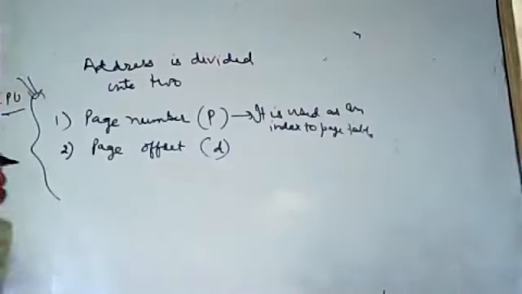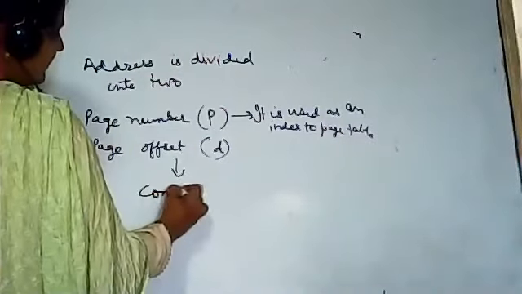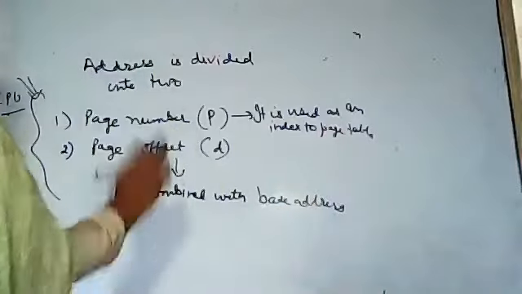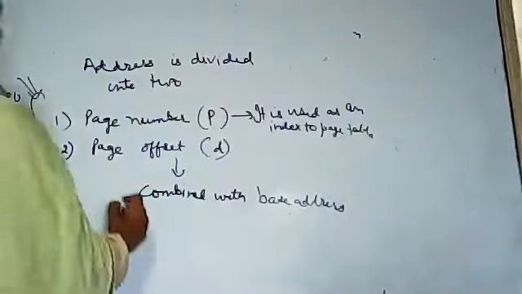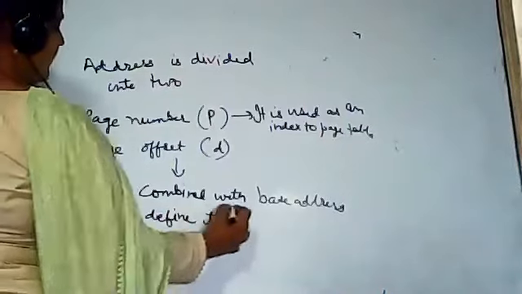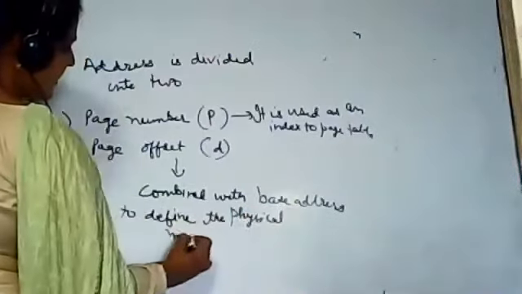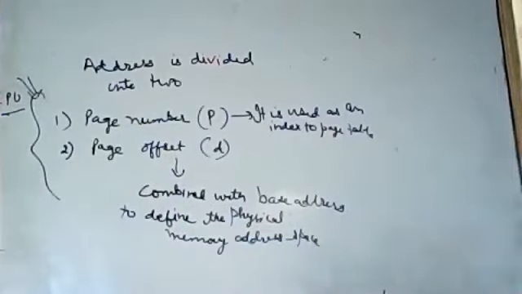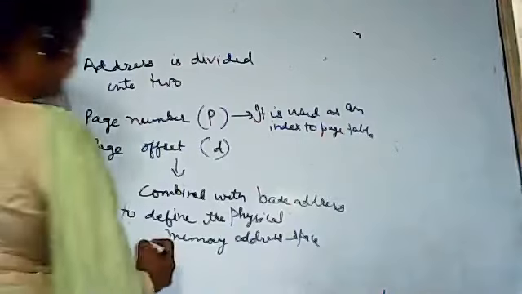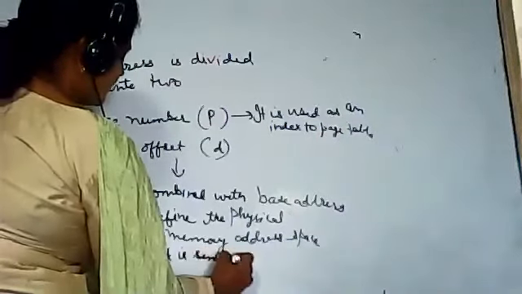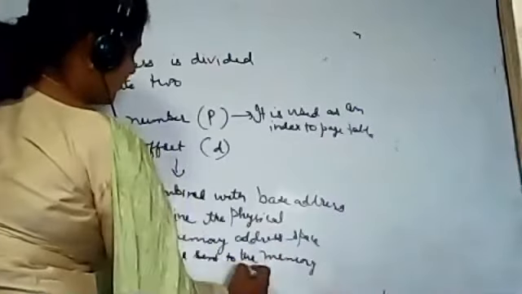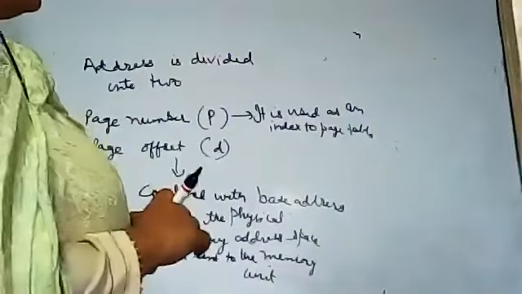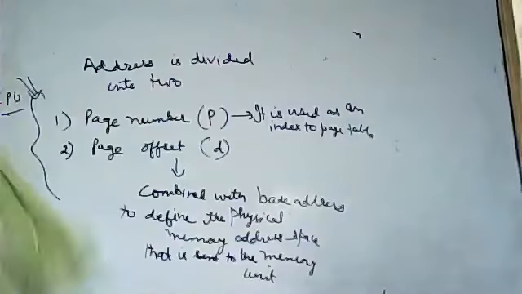This offset is combined with the base address to define the physical memory address space. That address is sent to the memory unit.